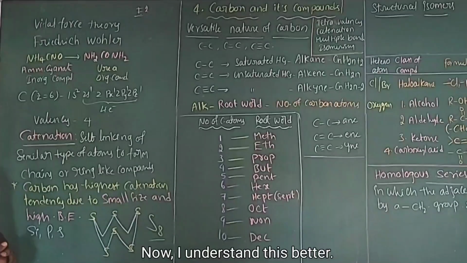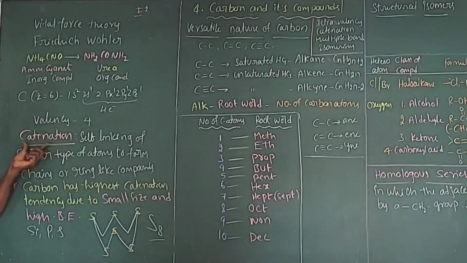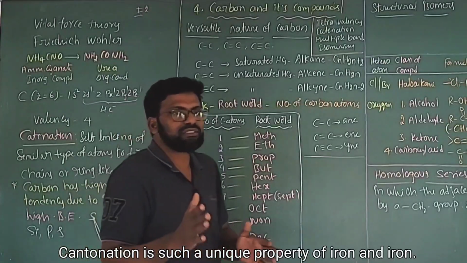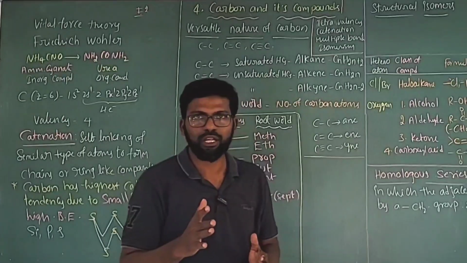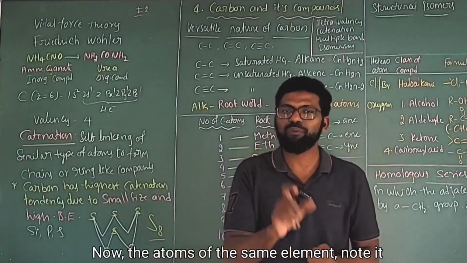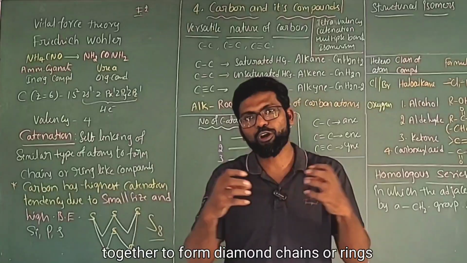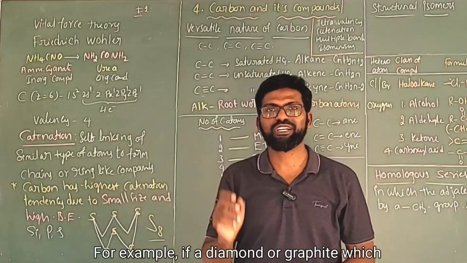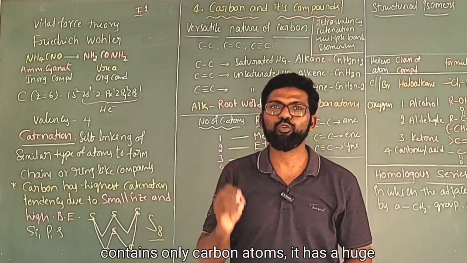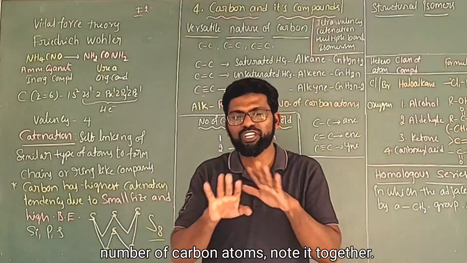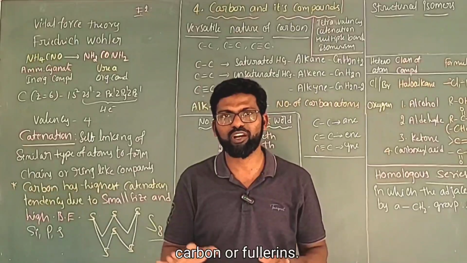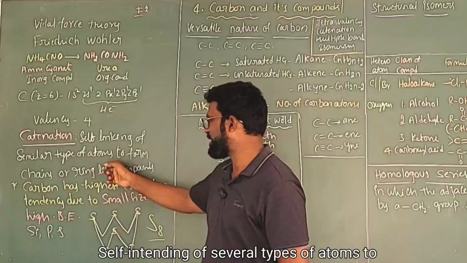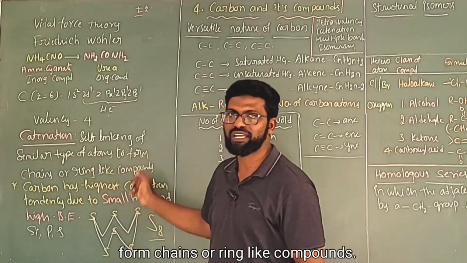Okay, to understand this better, we'll start with one of the most important properties of carbon, that is catenation. What is catenation? Catenation is a unique property of an element in which the atoms of the same element link together to form long chains or ring-like compounds. For example, diamond or graphite contains only carbon atoms, a huge number of carbon atoms linked together. There is no other atom in diamond, graphite or fullerenes. This property is called catenation: self-linking of similar atoms to form chains or ring-like compounds.